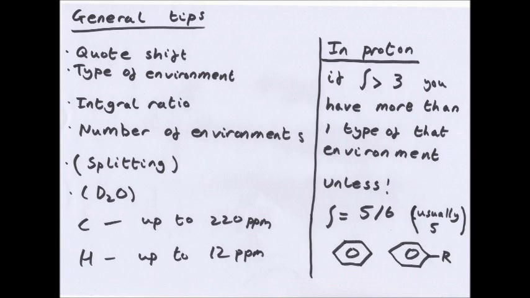Now, a tip, they might not tell you what sort of NMR spectrum you're looking at. But if you see a large scale from 0 to 220, you've got carbon. If you see one going up to just 12, you've got proton.